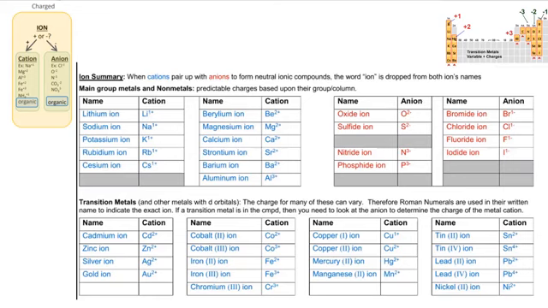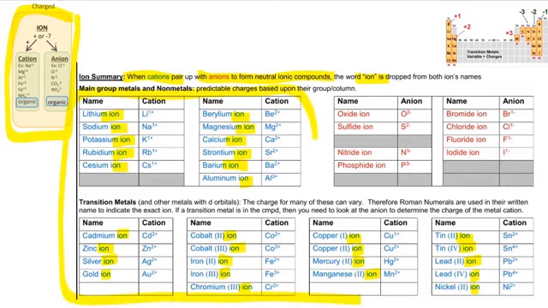So let's go back and look at the ions that we were talking about, this piece from the slide before. How do we name ions? Well, when cations pair up with anions to form neutral ionic compounds, we drop the word ion that's on both of their names. But before we get there, I want you to notice that all of these guys in blue are all cations, so meaning that they are all charged ions that are positively charged.